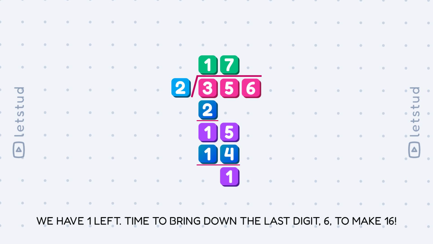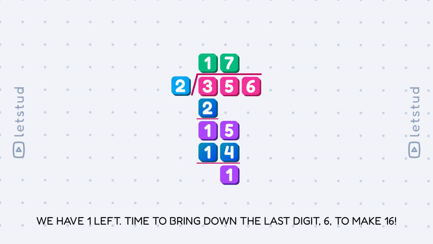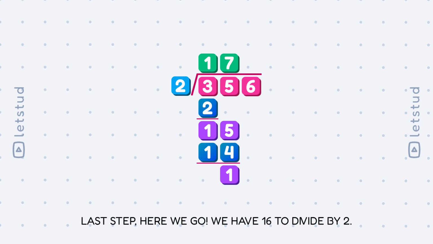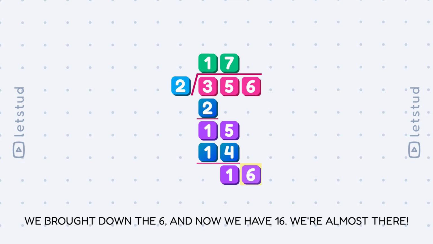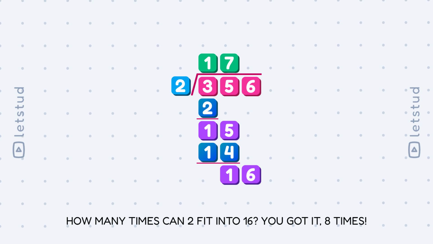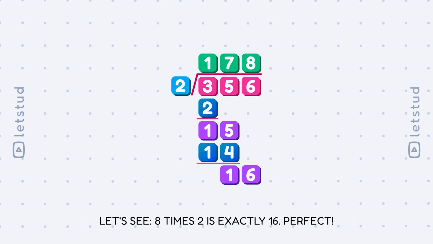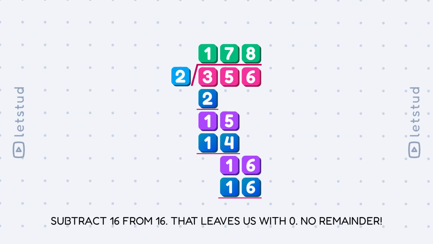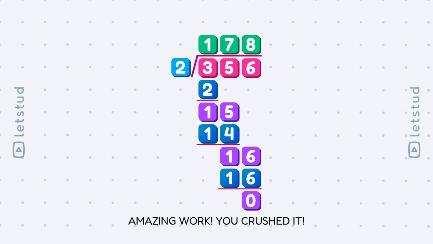We have 1 left, time to bring down the last digit 6 to make 16. Last step, here we go, we have 16 to divide by 2. We brought down the 6 and now we have 16, we're almost there. How many times can 2 fit into 16? You got it, 8 times. Let's see, 8 times 2 is exactly 16, perfect. Subtract 16 from 16, that leaves us with 0, no remainder. Amazing work, you crushed it.